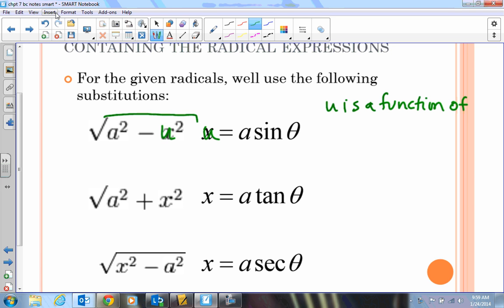function of x, and same thing here, u and u, and u and u.